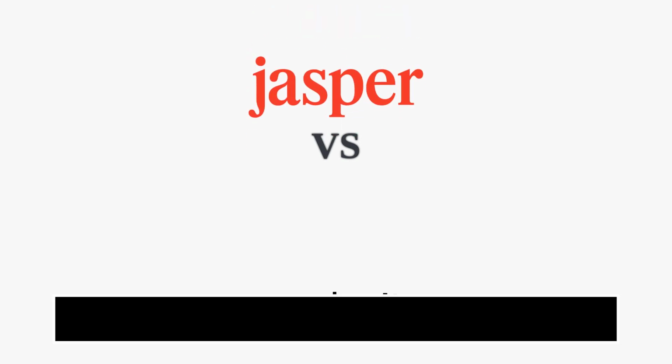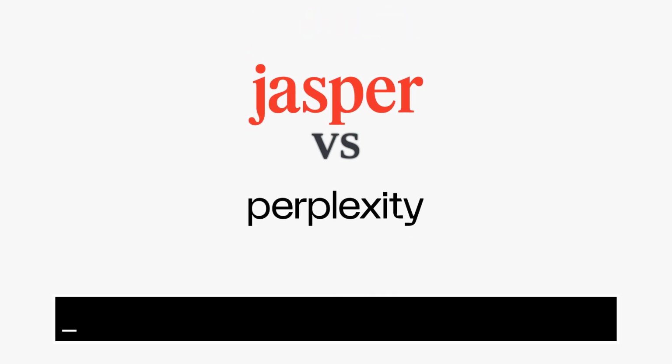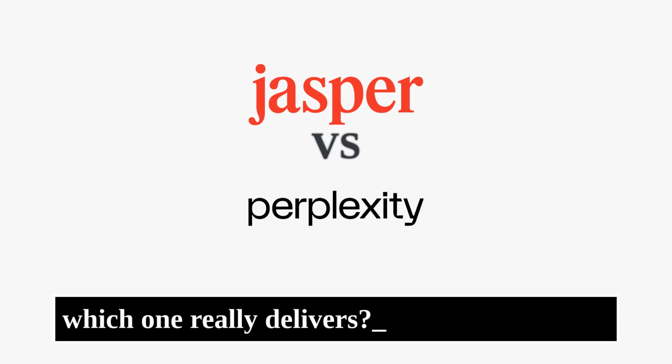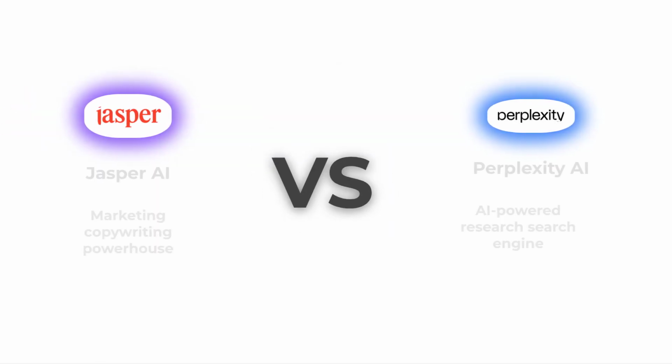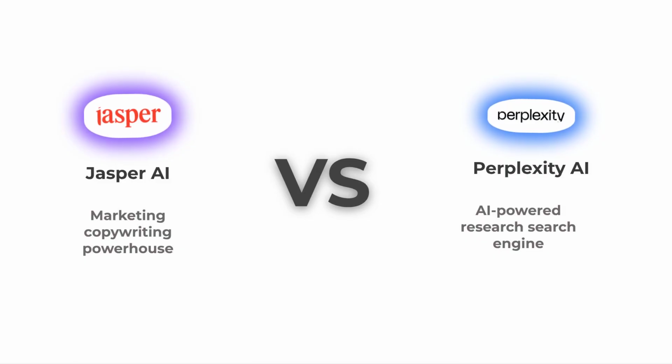Two of the hottest AI tools in 2025. Jasper AI versus Perplexity AI. Which one really delivers? On the left, Jasper AI, the marketing copywriting powerhouse. On the right, Perplexity AI, the AI-powered research search engine.